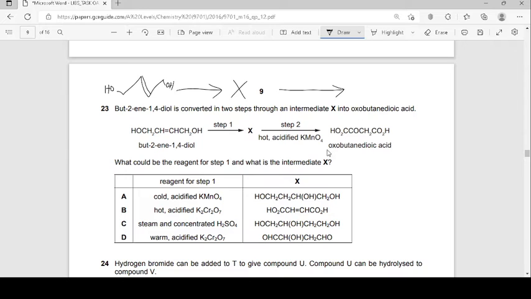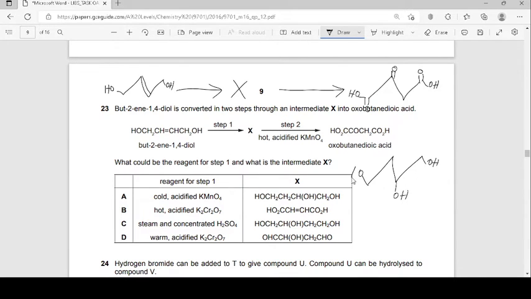Which is getting converted to oxobutane dioic acid, which again would have 4 carbon atoms, a COOH here, and a COOH here, and a ketone group here, alright? So that is also butane dioic acid, and this is formed by hot acidified KMnO4. So what could be the reagent for step 1, and what is the intermediate X? Okay, look at the first option. What have they drawn X as? They have drawn X as this random thing, I suppose.